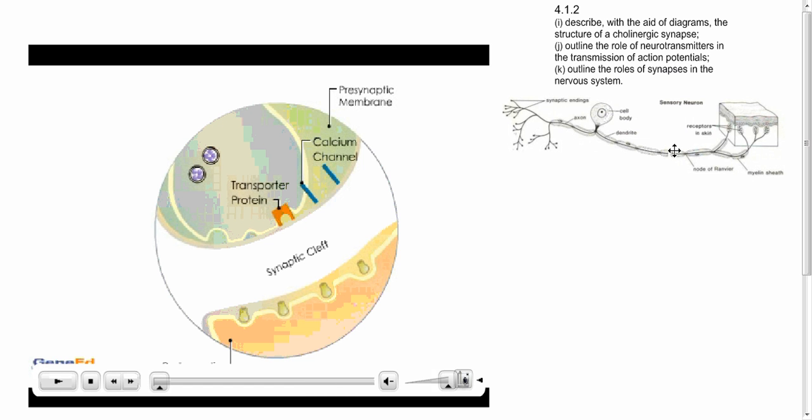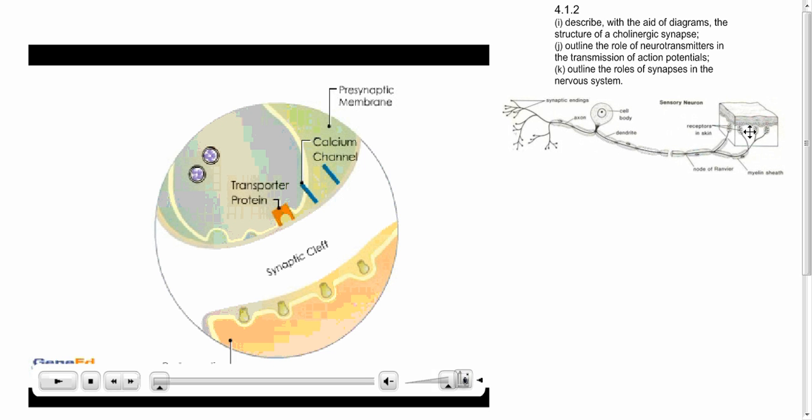Okay, next section of the nerves part of the syllabus, 4.1.2, I, J, and K. We have to describe with the aid of diagrams the structure of a cholinergic synapse. So another new word for you to deal with there. Outline the role of neurotransmitters in the transmission of action potentials, and outline the roles of synapses in the nervous system.